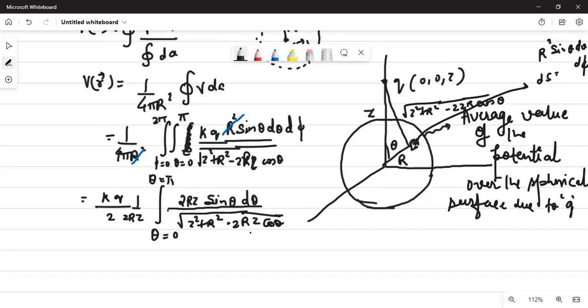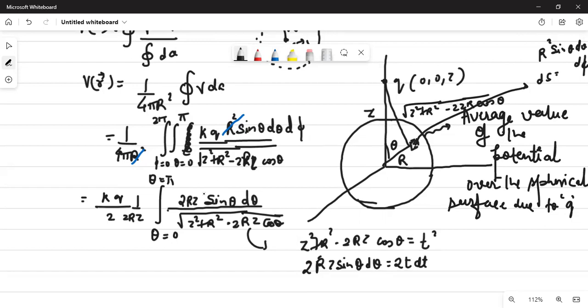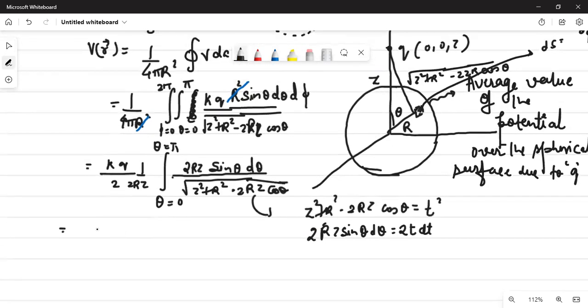What I'll do, I'll simply take z square plus r square minus 2Rz cos theta and write it as t square. And this will be equal to plus 2rz sine theta d theta, which equals 2t dt. So this will be 2t dt. So the numerator I'm going to write as 2t dt. So this is like kq divided by 4rz, and this integral would be 2t dt divided by t, because root over t square, this will get cancelled.